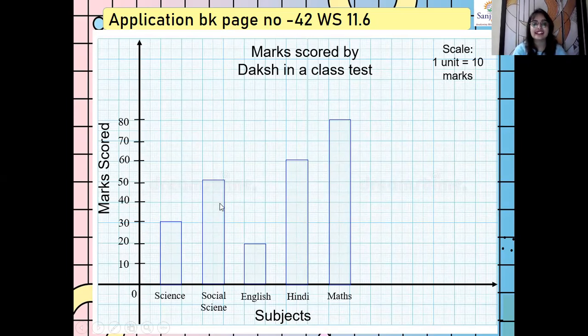For social science, he has scored 50 marks, so you will be drawing till 50. Then for English, he has scored 20 marks, so till 20 you will be drawing the bar. For Hindi, he has scored 60 marks, so till 60 you will be drawing the bar for Hindi. Okay. And for maths, he has scored the highest marks, that is 80. Okay, so you will be drawing this bar till 80.